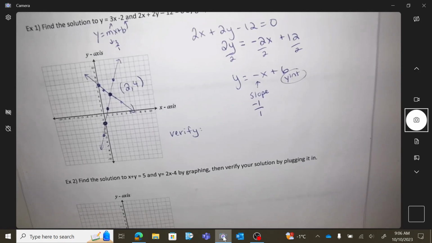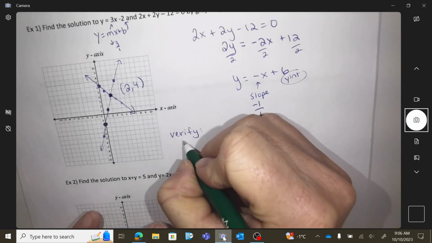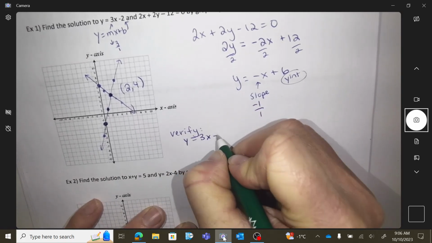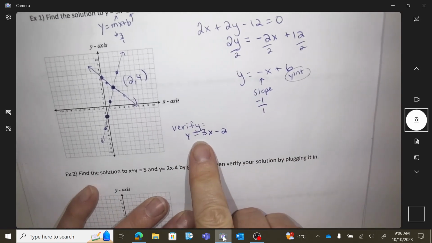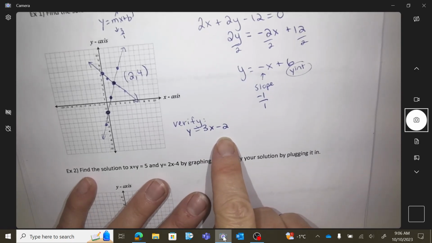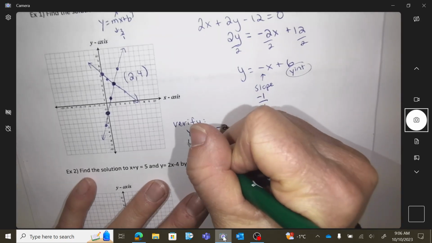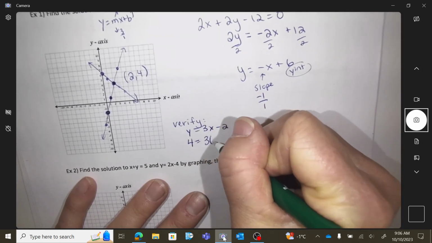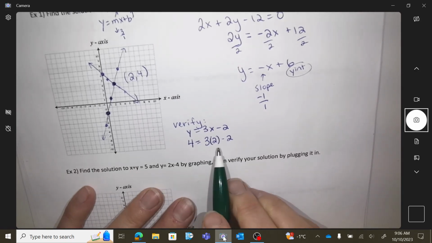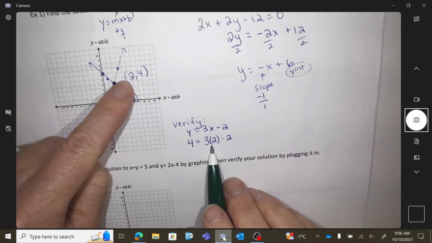Okay, I'm just going to verify my answer by plugging it in. This is something you can 100% do on your test if you want to see if you got it right. So I'm going to plug 2, 4 into the equation. For instance, this is my first equation, y equals 3x minus 2. I'm going to replace y with a 4, and I'm going to replace x with a 2, because my coordinate is 2, 4.